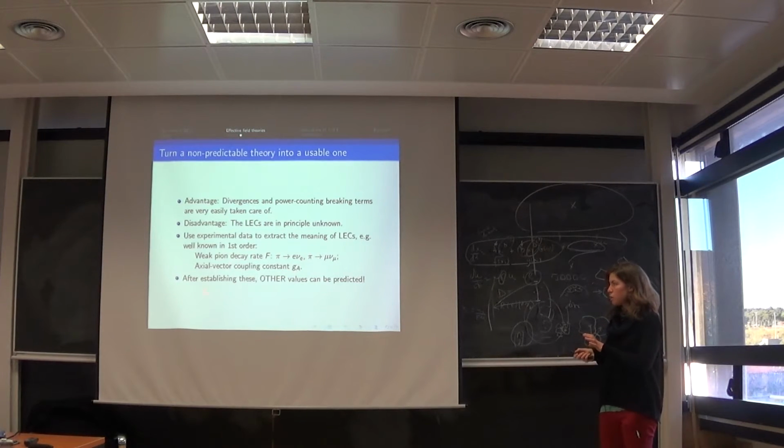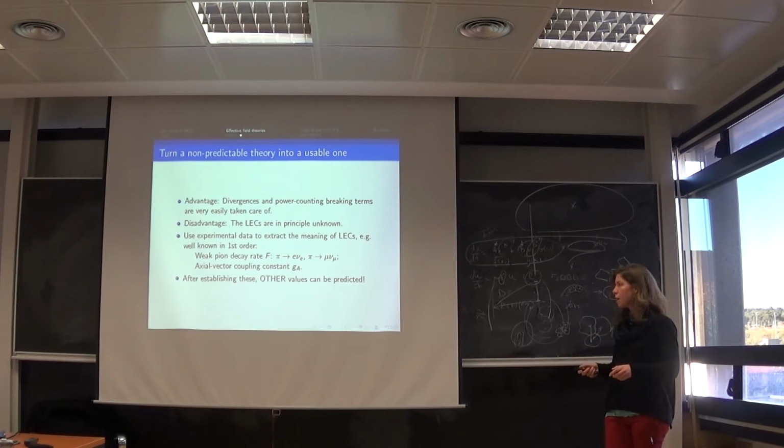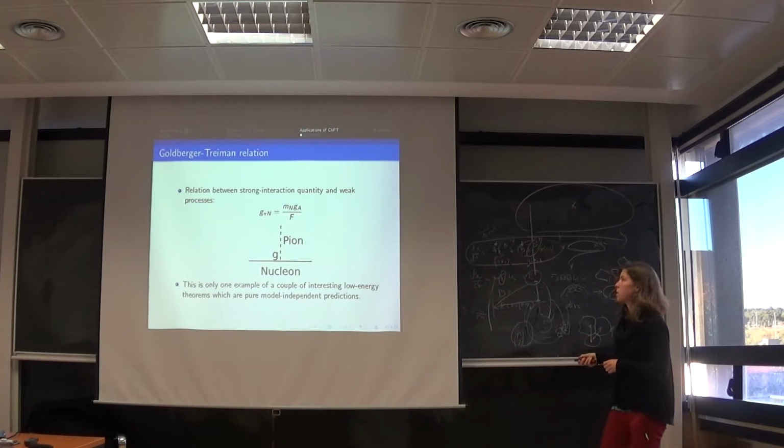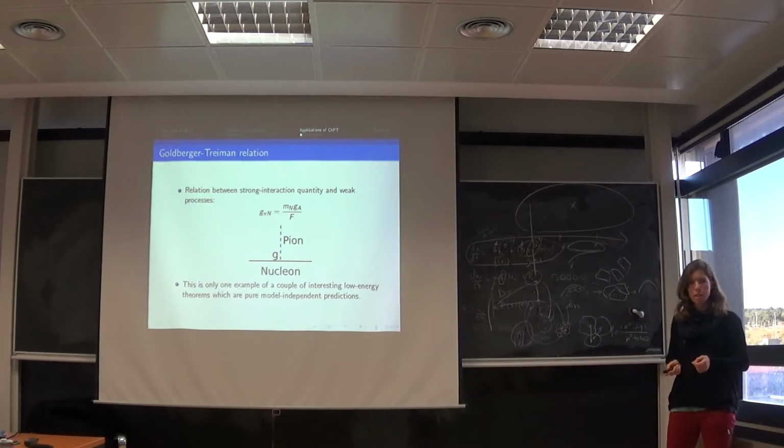When these are established, which they are very well established by now, we can use them to predict other values. So now we can say we don't need the experiments anymore to fit our data. We can say we already know what our constants are, and we can use them to predict things that haven't been experimentally tested yet. The most famous example, and probably the first success of Chiral perturbation theory, is the Goldberger-Treiman relation. It is a relation between strong interaction and weak processes.